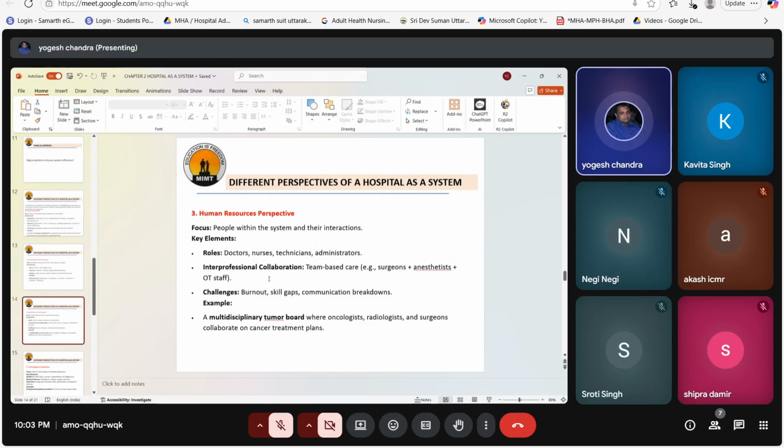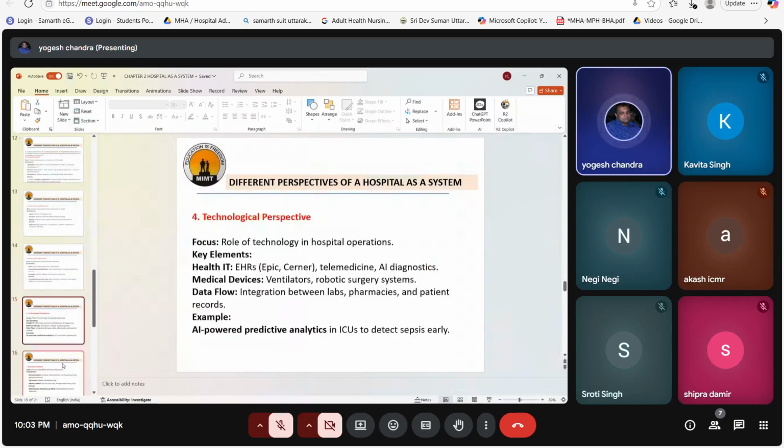In hospitals, as I said, there are a lot of them making some kind of board: cancer board, tumor board, or cerebrovascular board. All these kinds of boards are there. There may be radiologists, oncologists, surgeons, depending upon which kind of board it is.